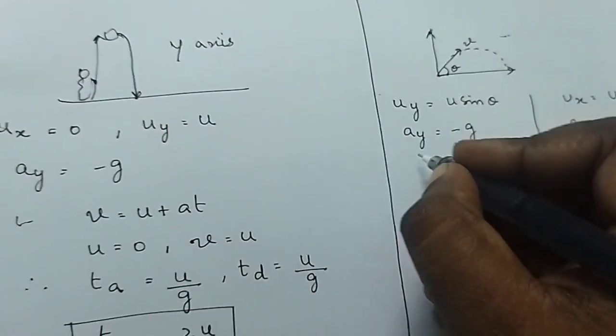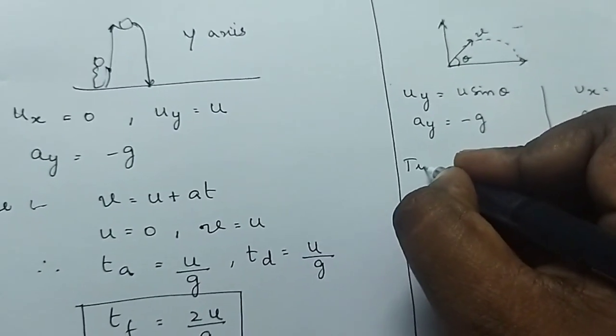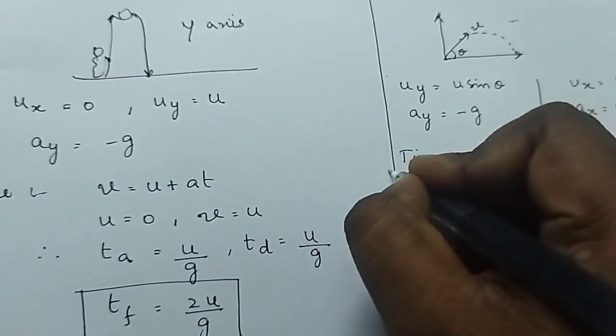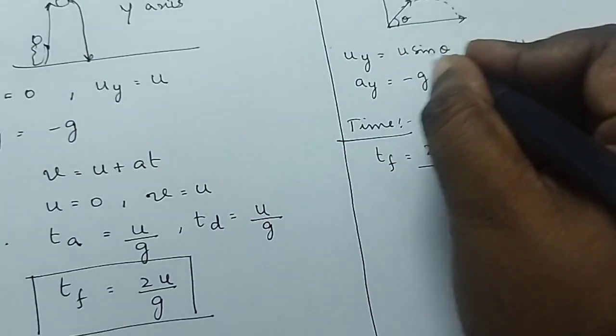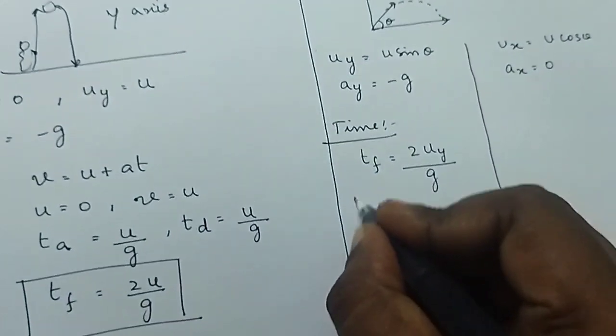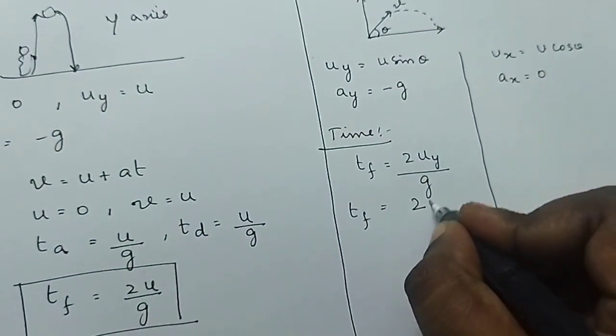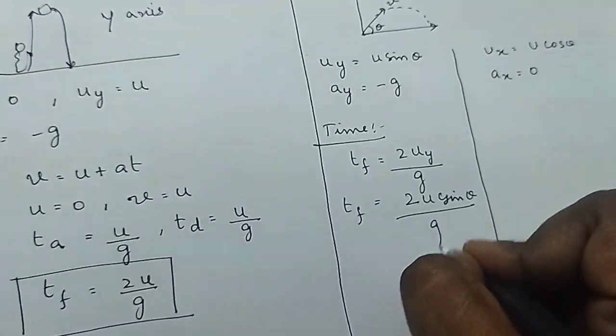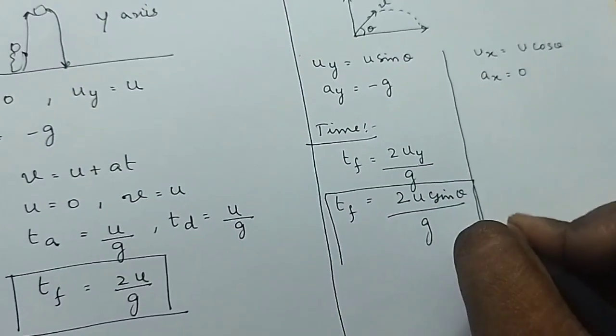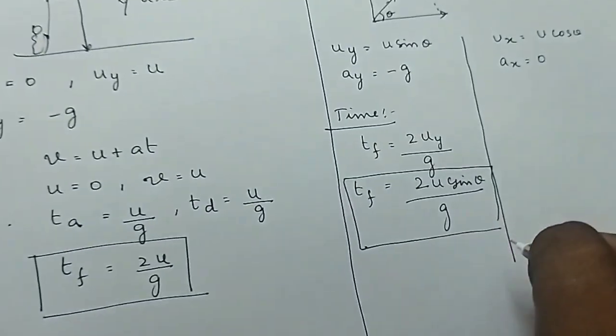So with the help of this formula, we can easily find out the time of flight here. What is the time of flight? The total time taken for the projectile. Here the time is considered in the y-axis. So the time of flight will be equal to 2uy by g, where we know that the velocity along the y direction is u sin theta. Just by substituting that we get the time of flight formula.